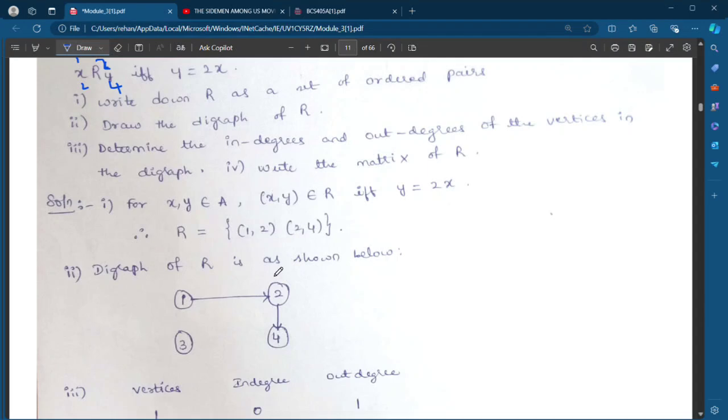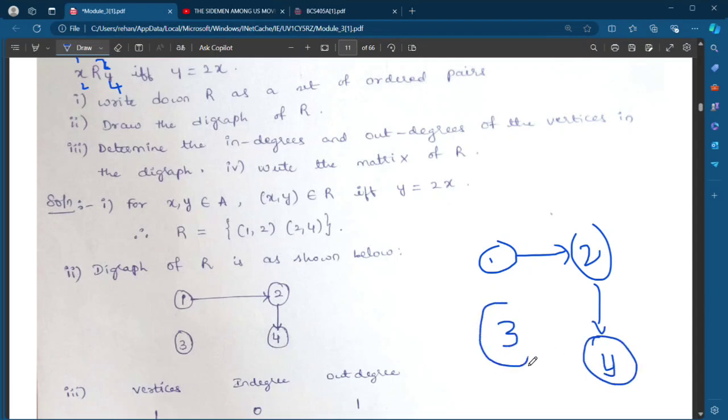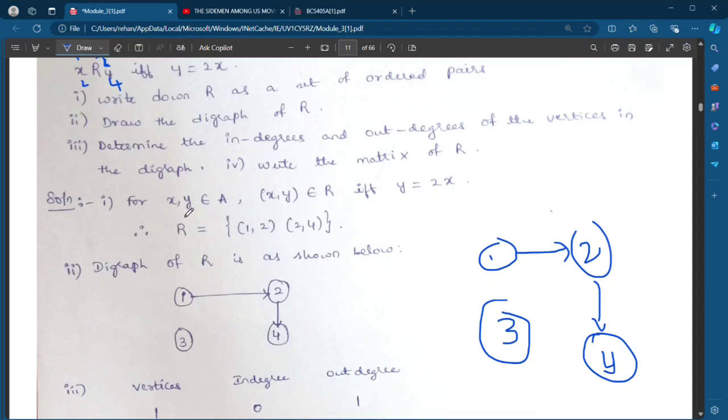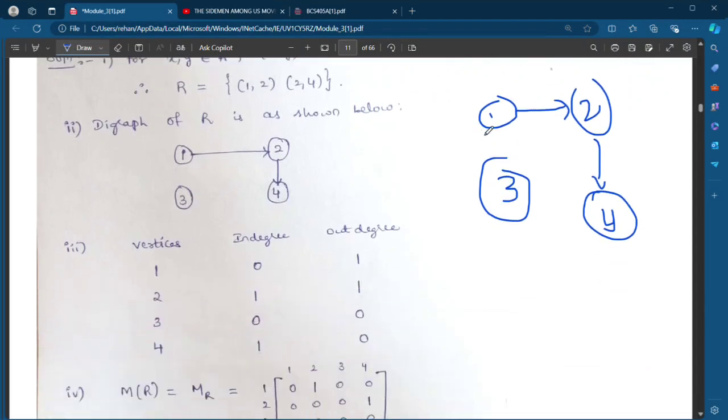They have said draw the digraph of R. So first draw 1 to 2, then 2 to 4, and don't forget to mention 3, where nothing is there, just leave it as it is. How many in-degrees are there? There is one out-degree for 1, one in-degree for 2, one in-degree for 4, and one out-degree from 2. So I'll write vertices 1, 2, 3, 4 with in-degree and out-degree in a table.